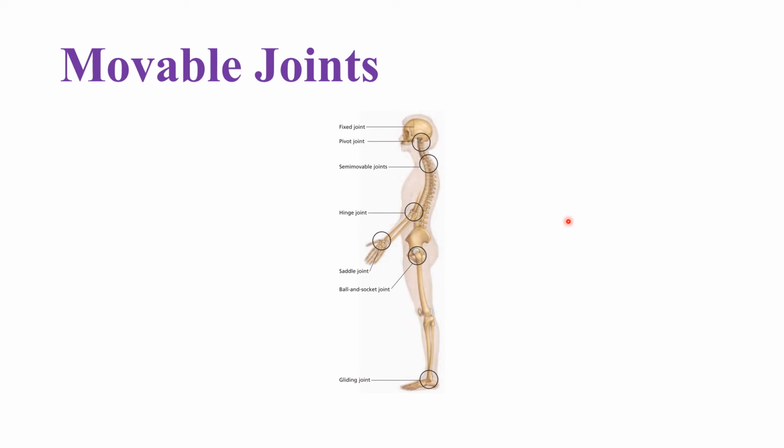So this is the figure of the movable joints. This one is a fixed joint, suture of the head. Pivot, this is pivot. Semi-movable, we have vertebral column. Hinge joint, elbow. We see here saddle joint. Ball and socket, and we have gliding joint.